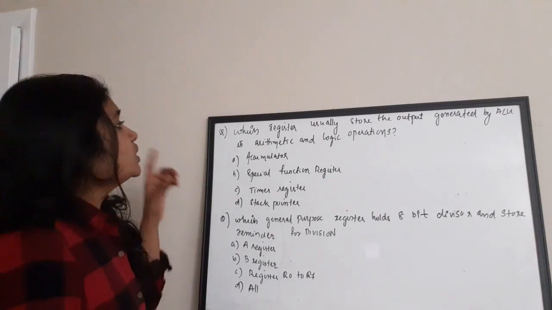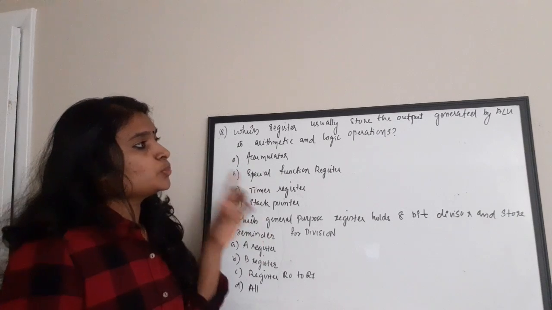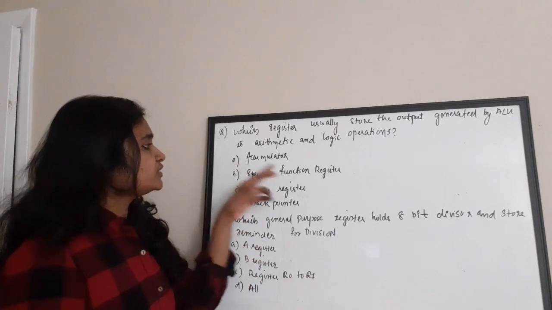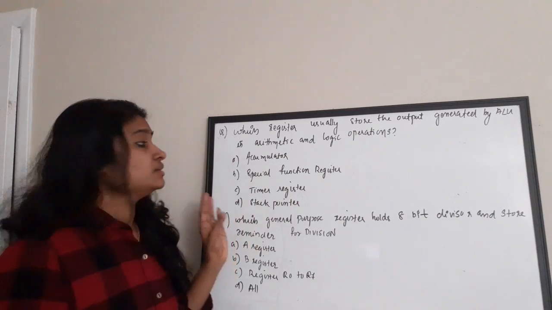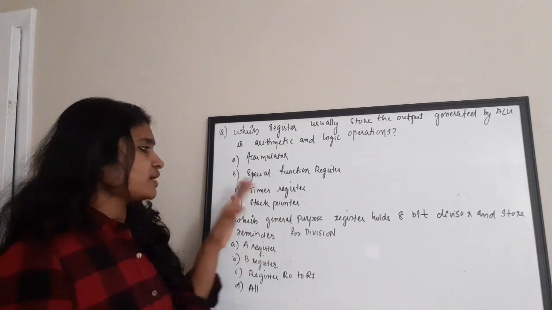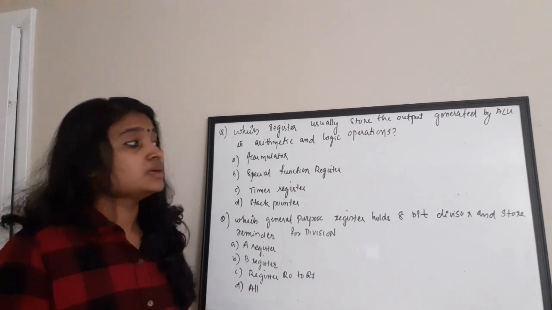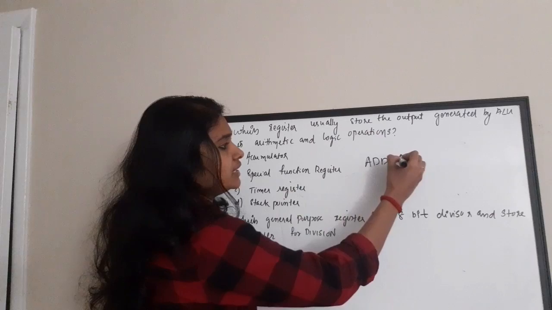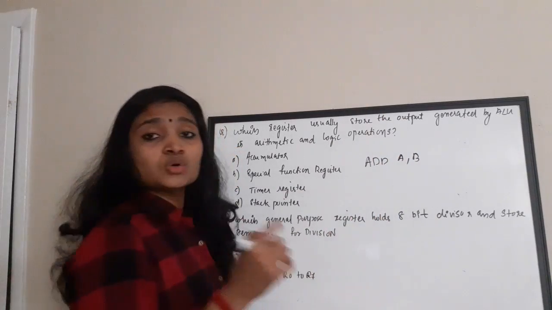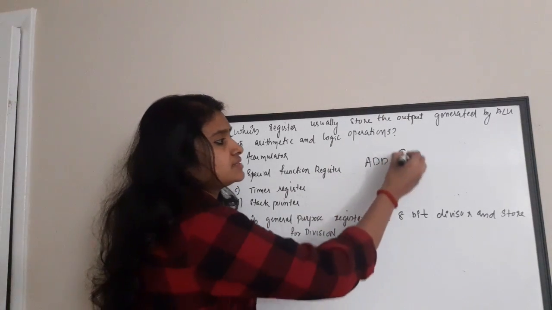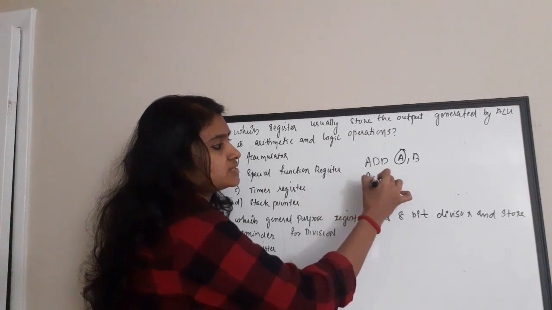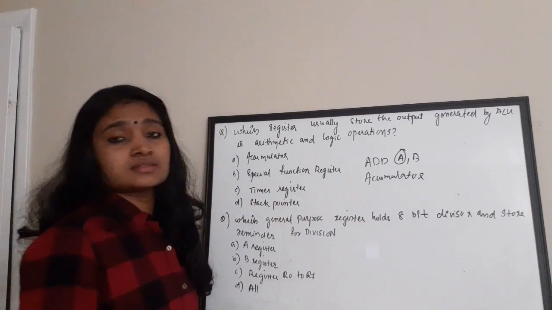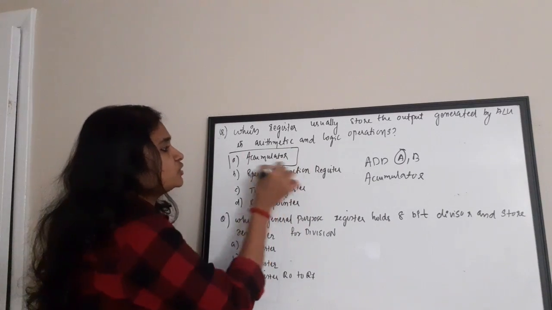Question is, which register usually stores the output generated by the ALU in arithmetical and logical operations? A. Accumulator, B. Special function register, C. Timer register, D. Stack pointer. This is a very simple question. For example, if you are adding two numbers, ADD A, B, then the result is stored in which register? In the A register. Now what is A? Accumulator. So the correct answer for this question is option A, which is accumulator.